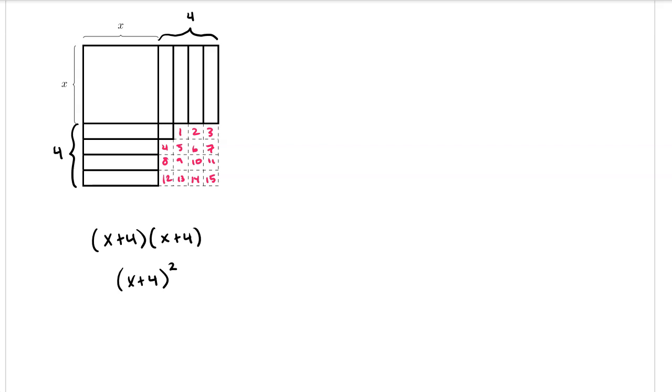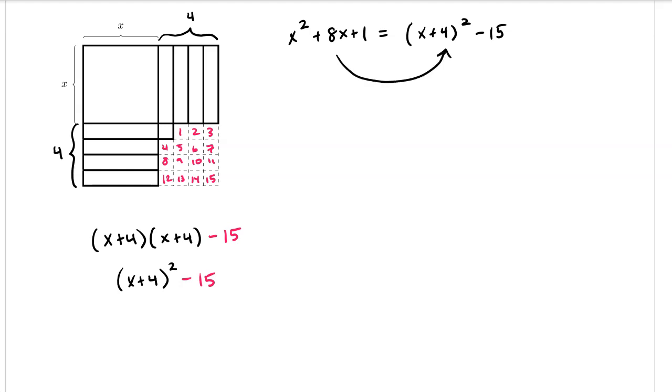So in reality, my total area is actually not x plus 4 squared. I have to account for these ghost squares, and there are 15 of them. So I'm going to subtract off 15. So from earlier, we have x squared plus 8x plus 1, and it turns out that that's equivalent to x plus 4 quantity squared minus 15. These two quadratic functions are equivalent to each other because what we did was we found a total area in two different ways. And so that's how we know that these are equal to each other. But how do I get from here to here?